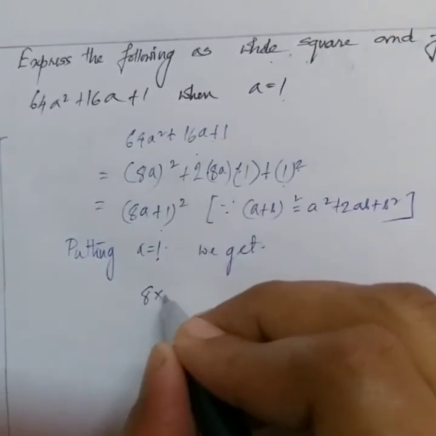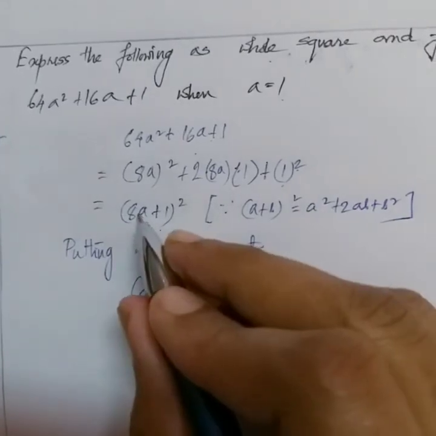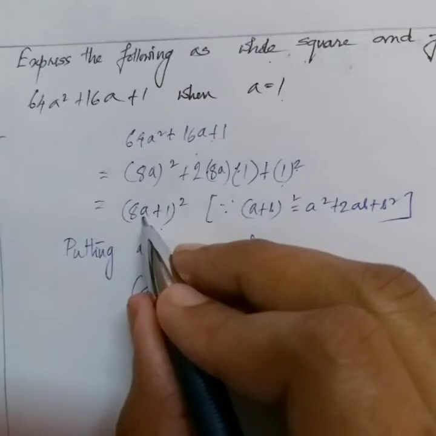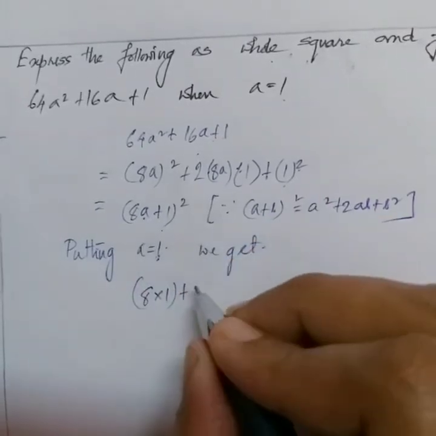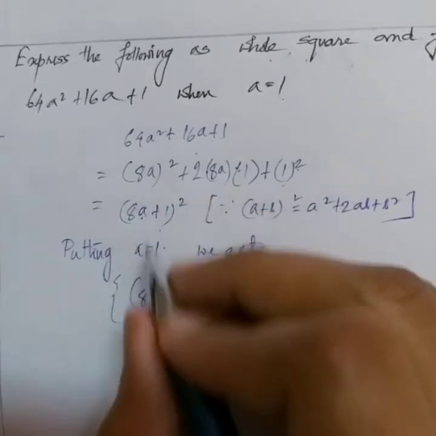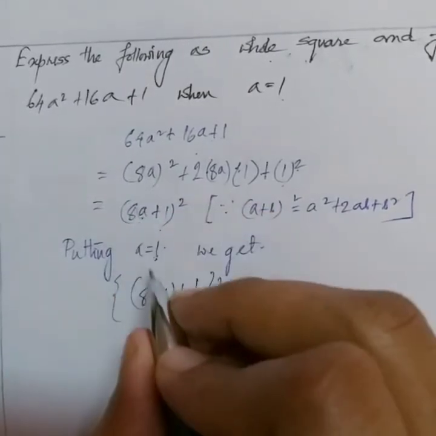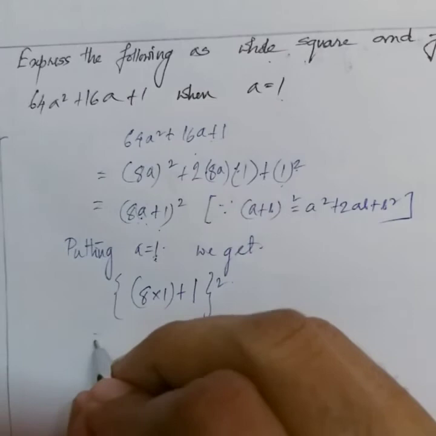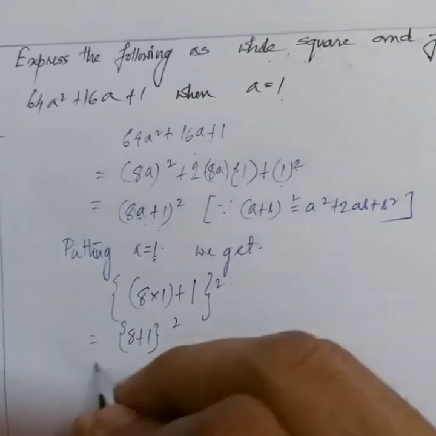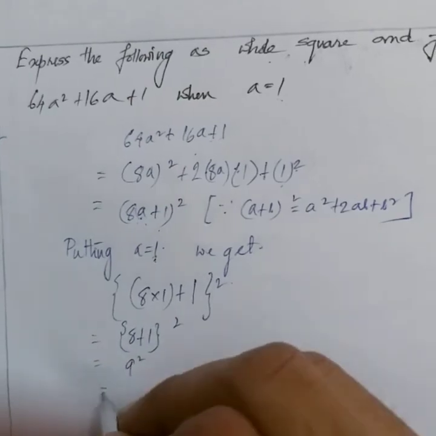So 8 into 1, I have simply put the value of a in the place of a in the given expression, in this expression. So 8 into 1 plus 1 whole square, right? I hope this step is clear. Over here in the place of a, I have simply put the value of a. Now this will give you 8 plus 1 whole square. This is nothing but 9 square, which is 81.